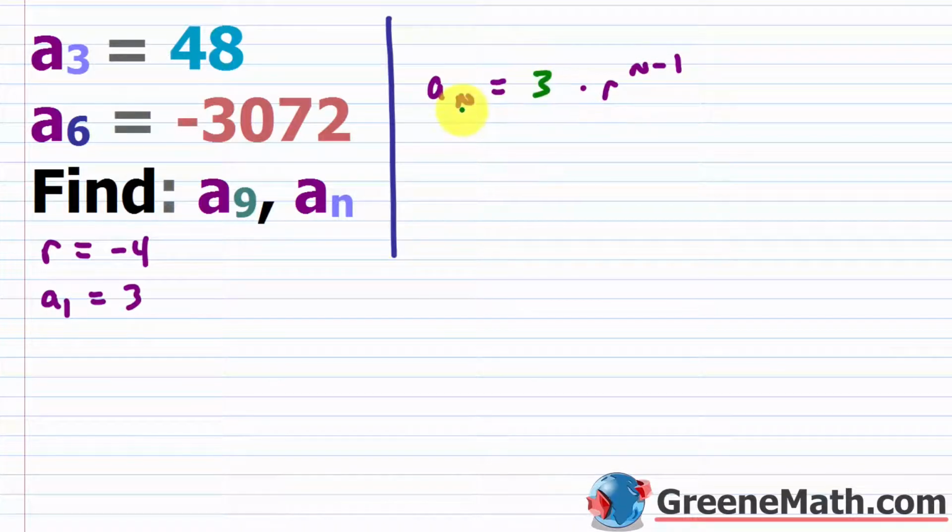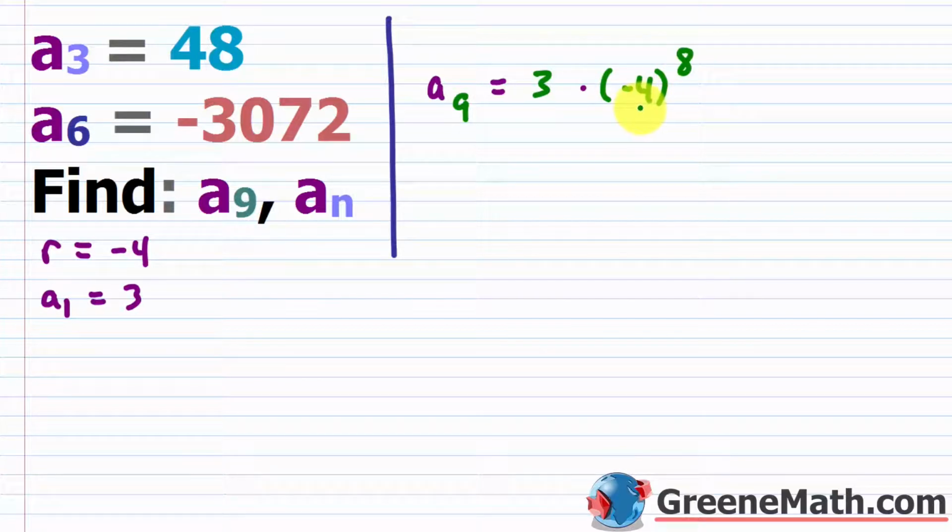And we know that this is a 9 here, okay? And we know this is a 9 here. Let me make that a little bit better. We know this is a 9 here. 9 minus 1 is going to be 8. So what is r? It's negative 4. Let me erase this and put negative 4 raised to the 8th power.